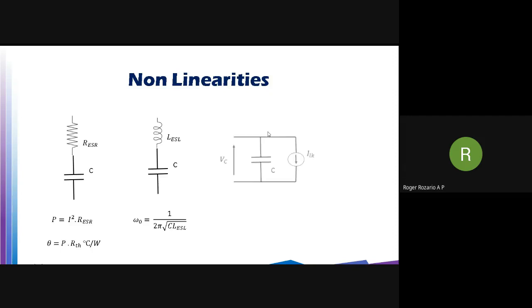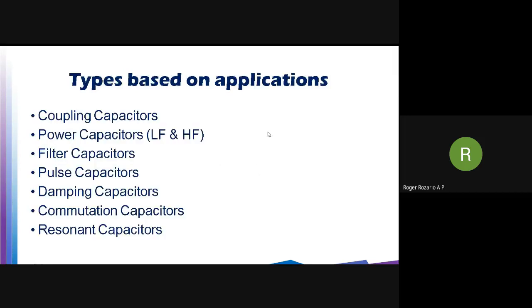The last one is the leakage current. The leakage current is represented as a shunt loss. Again, there is some loss happening because of this leakage current in the capacitor, V_C into I_LK. So these are the consequences you should keep in mind while choosing a correct capacitor for your DC to DC application.